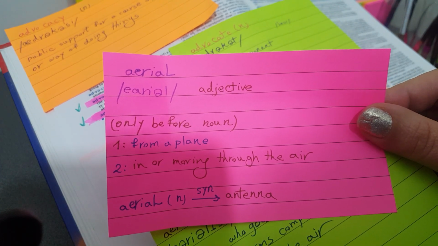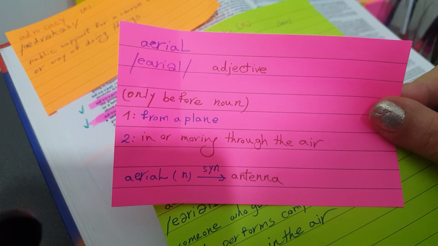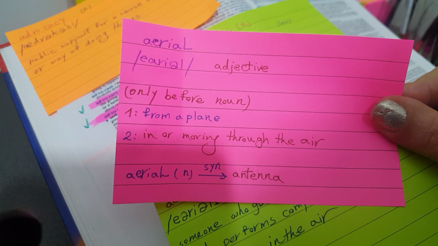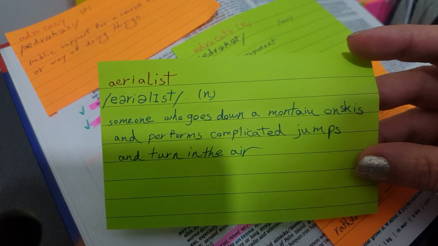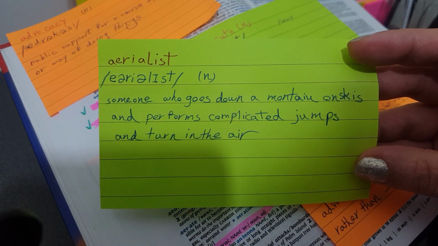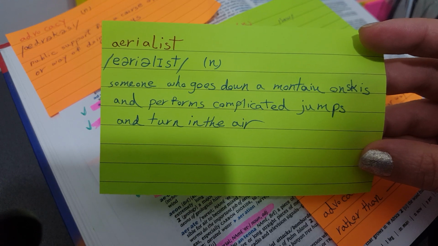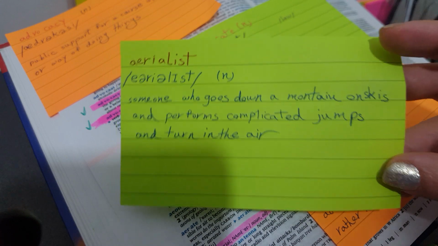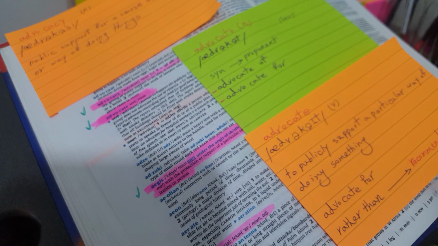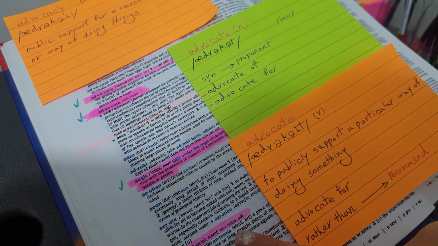Aerial, adjective, only before a noun. Number 1, application, aerial from a plant. 2, in or moving through the air. Aerial, noun, synonym antenna. Aerialist, someone who goes down a mountain on skis and performs complicated jumps in the air. Aerialist, noun. That's a massive word. Aerial, noun, adjective, antenna.